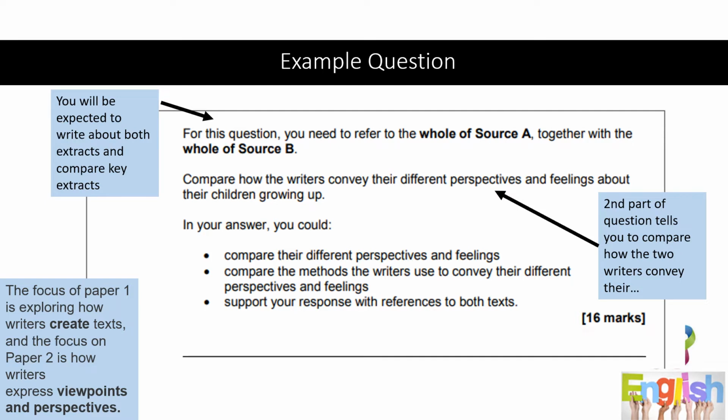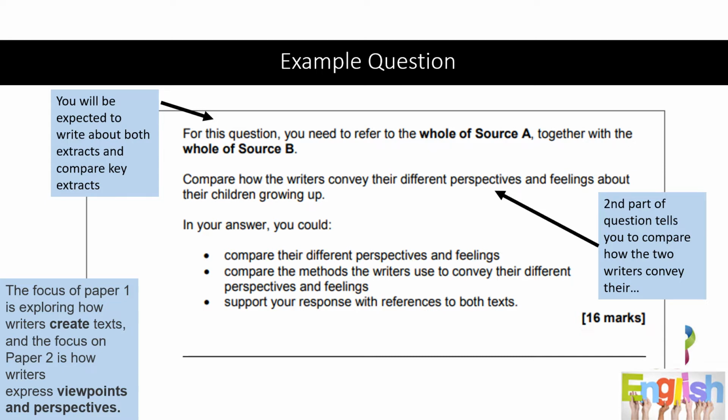As you may remember, the focus of paper 1 is exploring how writers create text, and the focus on paper 2 is how writers express viewpoints and perspectives. As we move on to the second part of the question, it tells us to compare how the writers convey something. Now that can be different. So in this question, it's perspectives and feelings, but it could also be attitudes, but you're looking at how the writers convey something that is personal to them. So you may be asked about perspectives or attitudes, and it's very much about how the author sees things and how they feel about these things. You're being asked to look at their point of view and the way they share what they think about the topic that binds the two extracts together.